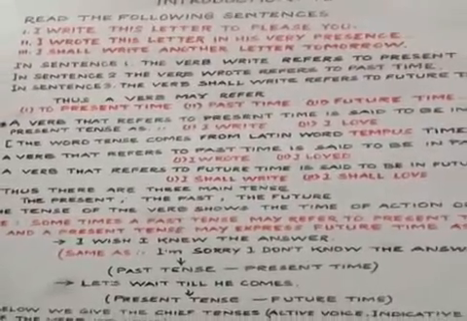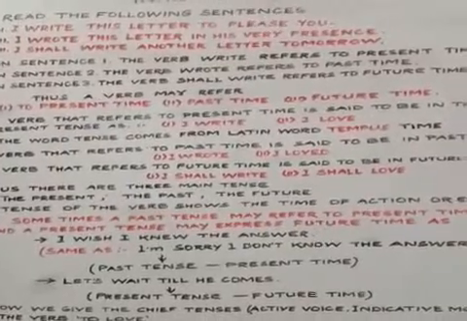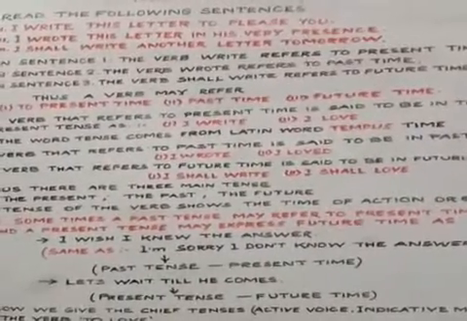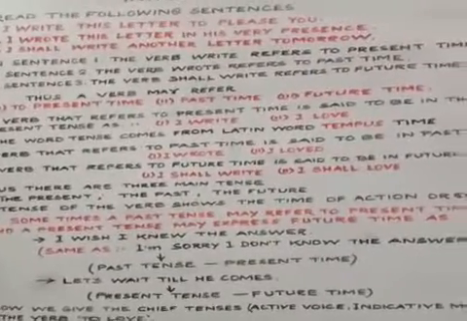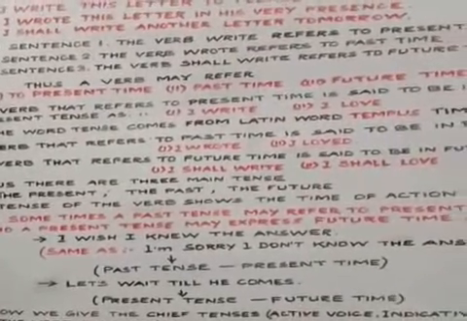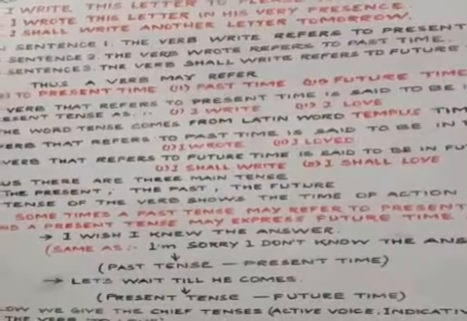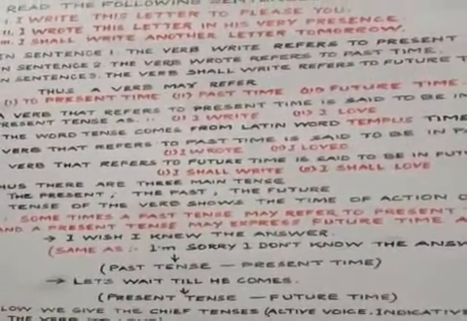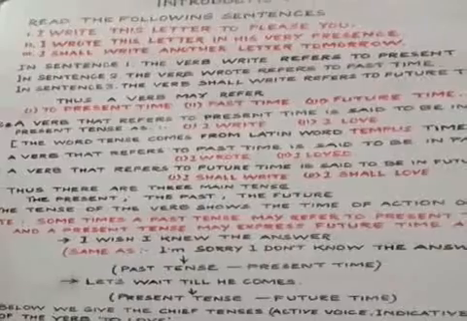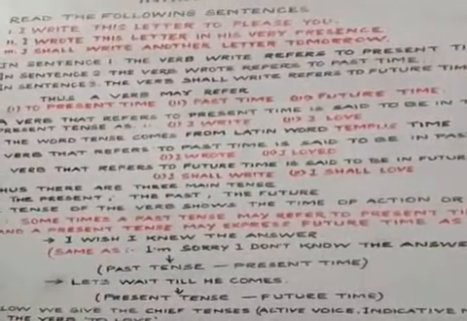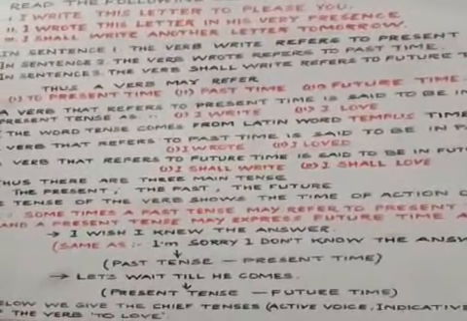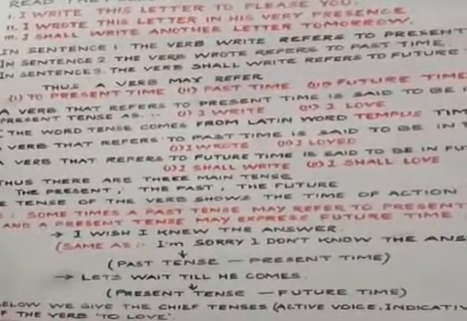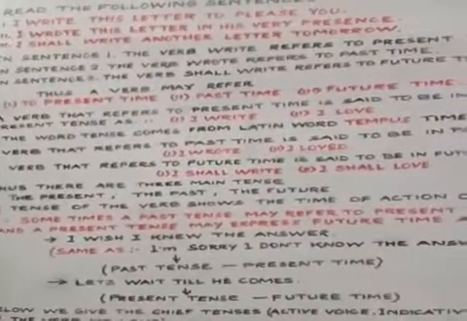A verb that refers to present time is said to be in the present tense. Example: I write, I love. The word tense comes from the Latin word tempus, which means time. So the word tense comes from the Latin word tempus. Tempus means time.